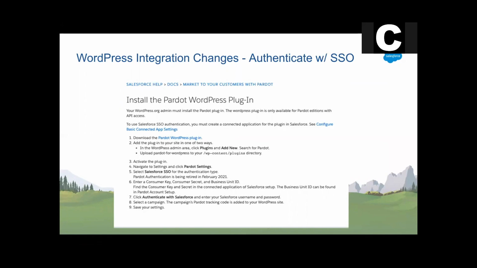The WordPress plugin is only available for Pardot editions with API access. So Pardot API access, as you know, is something that you get with Plus and above. If you're on Growth, it's a feature that you don't have. So one of the things that we noticed, it took us by surprise, is that for someone who just gets Pardot right now and they go to install this plugin, they get a little error message that says API needs to be enabled in your Pardot account in order for this to work.